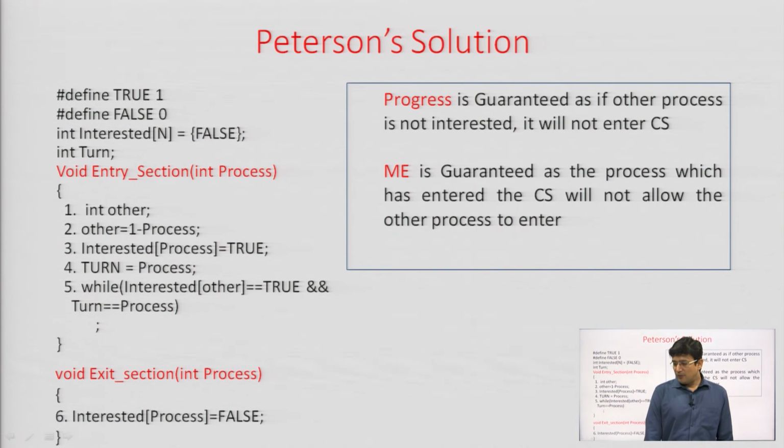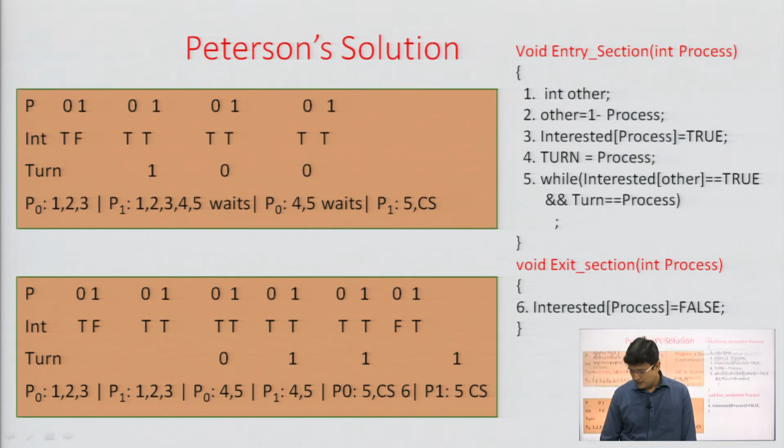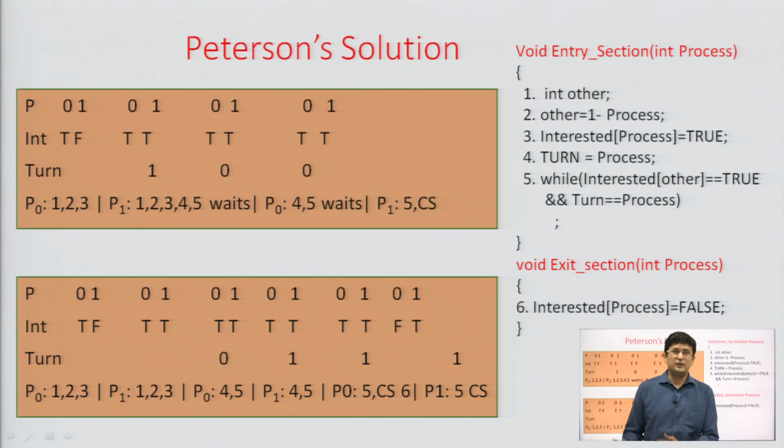Fine. Now, the progress property. Let us say a process does not want to enter the critical section. So, it will not check the condition or it will not set interested as true. If it does not set interested as true, the progress property is also satisfied. We will check the other two later. Let us check another scenario.